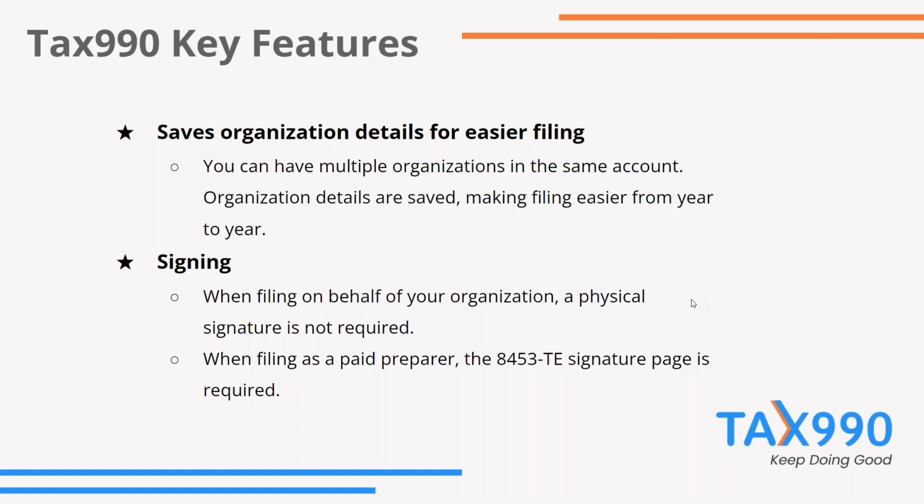We do get a lot of questions about the signature portion of the return when e-filing. If you're filing on behalf of your organization, a physical signature is not required. You'll just need to provide the name and title of the individual preparing the return, but you will not need to sign the form. If you're filing as a paid preparer, you will be able to complete the 8453-TE signature page, and your client will be able to electronically sign that.